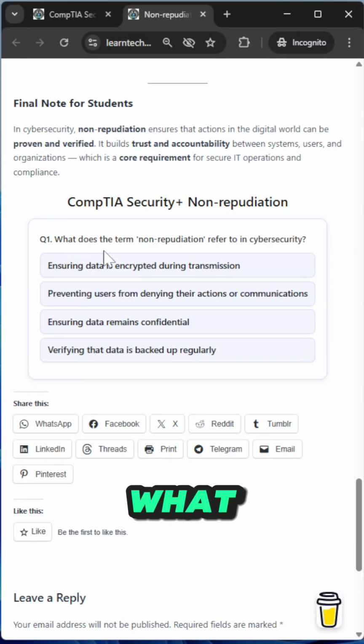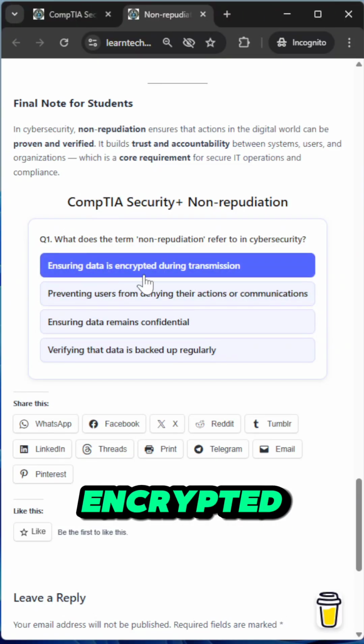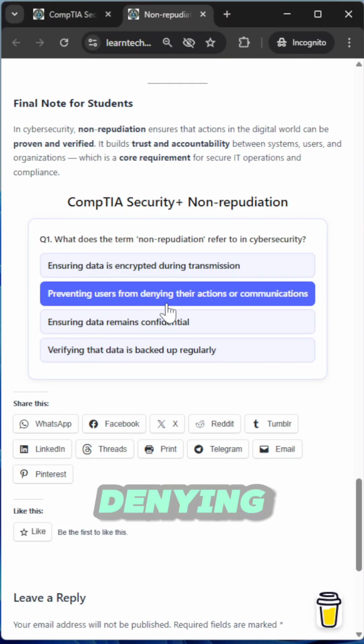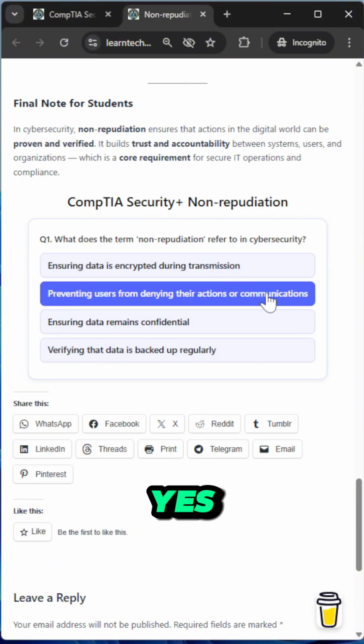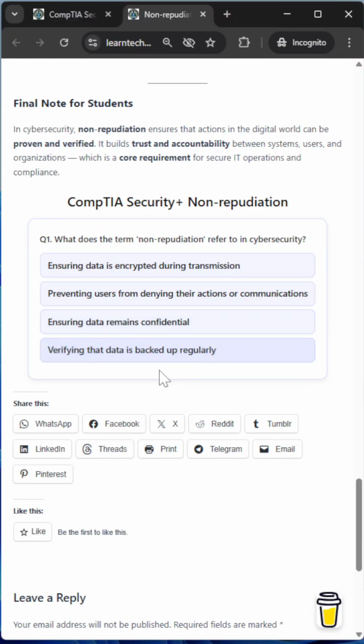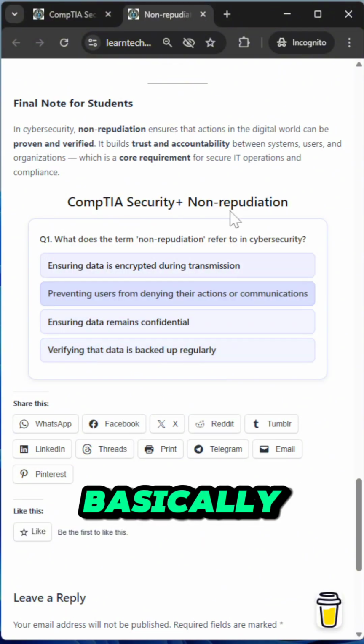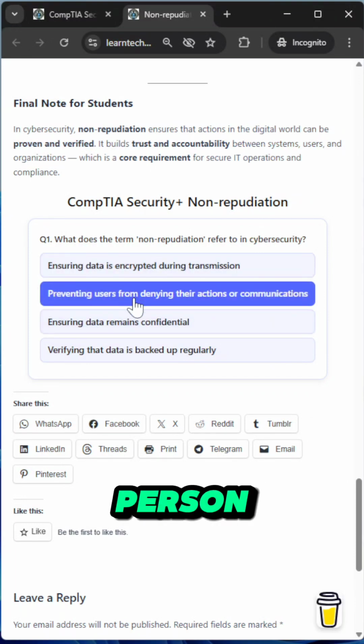The first question: what does the term non-repudiation refer to in cybersecurity? As I said, a person or a system cannot deny that they did it. Ensuring data is encrypted during transmission? No. Preventing users from denying their actions and communications? Yes. Ensuring data remains confidential? It's a part of non-repudiation, but it's not non-repudiation itself. Verifying that data is backed up regularly? No. The whole concept is that a person or a system cannot deny their actions, so the answer should be B.